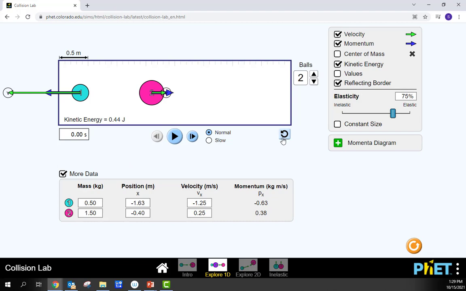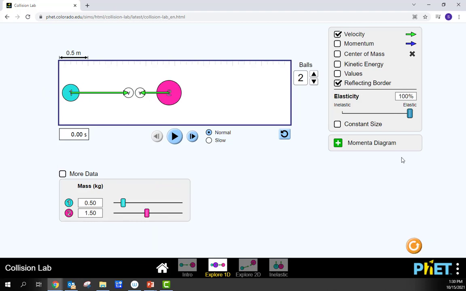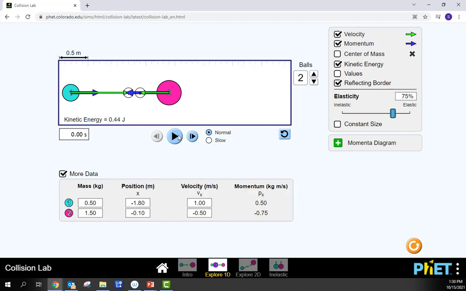Reset the collision. That should have reset it. Did it reset it? Oh, this is weird. Okay, back to where we started. Look at momentum, look at energy, show more data. And again, we're at 75%.